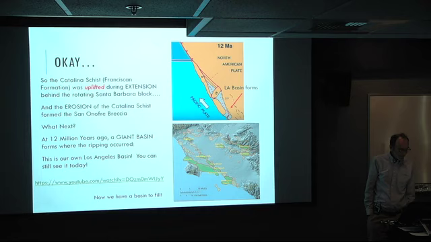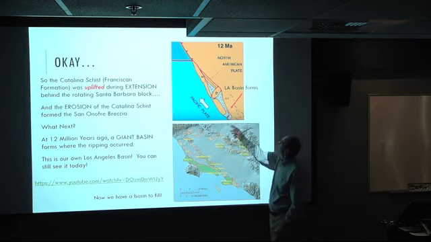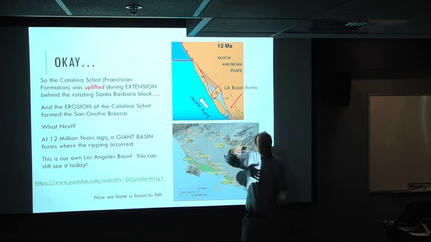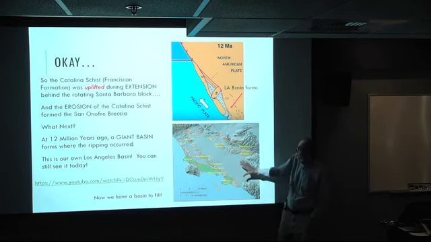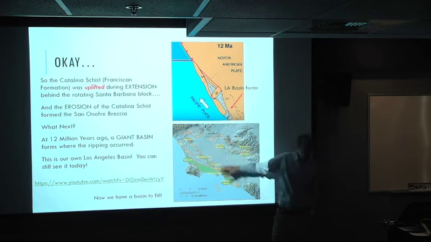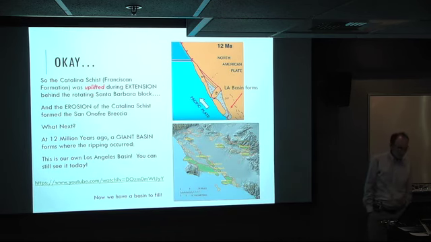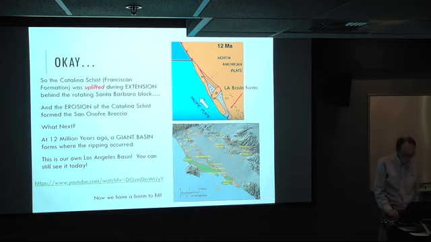What next? At 12 million years ago, a giant basin forms where the ripping occurs. So you're ripping a hole that brings up these deeply situated rocks, and that's formed this giant basin, which is our own Los Angeles basin. You can still see it here today.